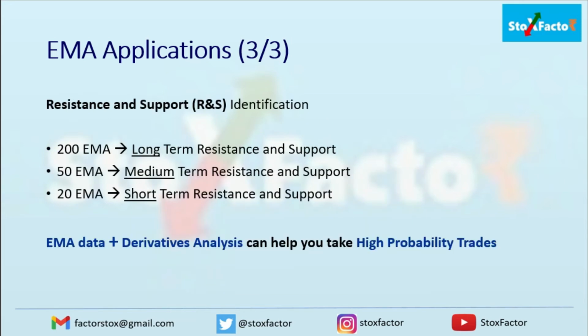So friends, as you already know, exponential moving averages, for example short term, medium term and long term, generally act as resistance and support. Basically we have to identify where the support is, or where the buying pressure is, where people are willing to buy, and resistance is where people are willing to sell. When the stock is in a strong uptrend, the 200-day moving average, you already know, is considered as long-term resistance and support, that is the long-term moving average, then 50-day is medium term and 20-day is short term. So the EMA data plus derivative analysis can help you take high probability trades, and we'll see that in the demo also. The combination of these three moving averages will help us to filter out the stocks.